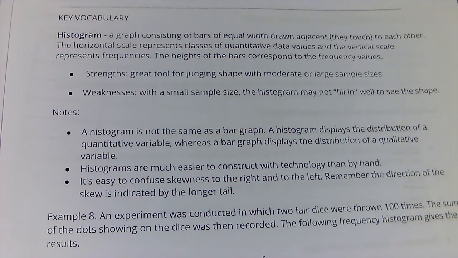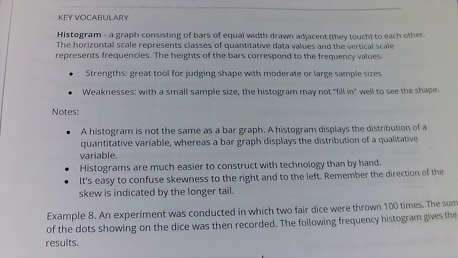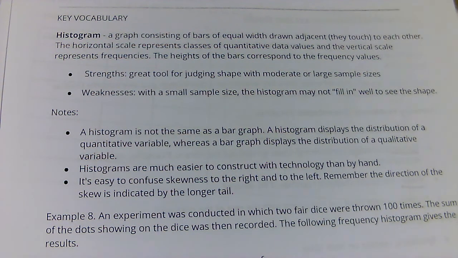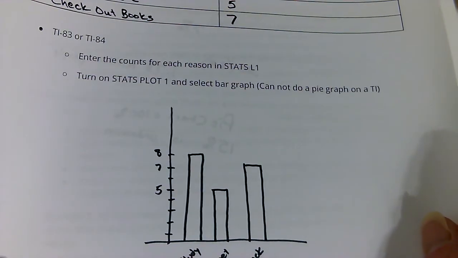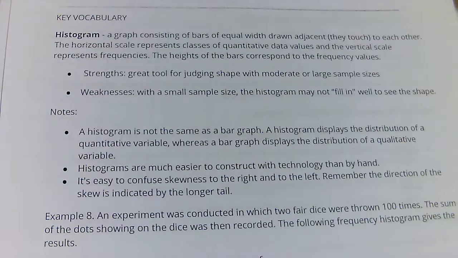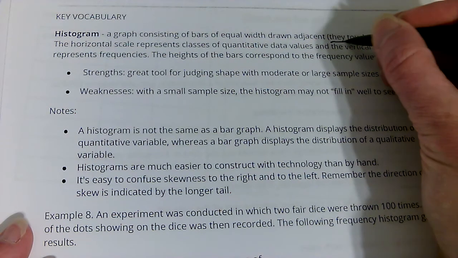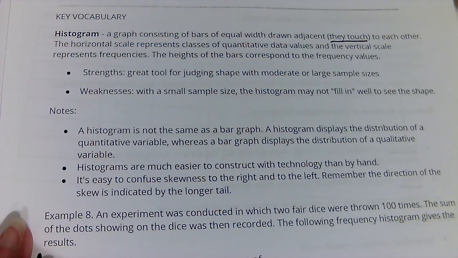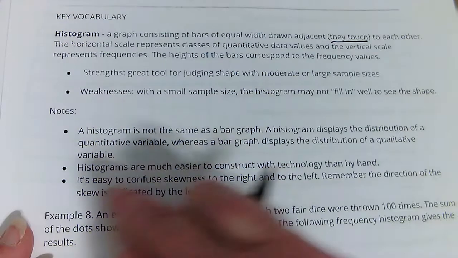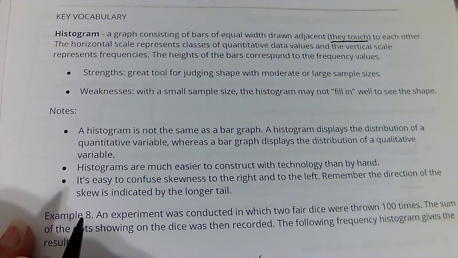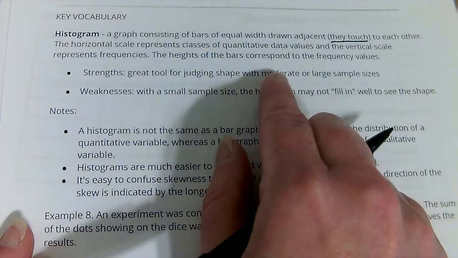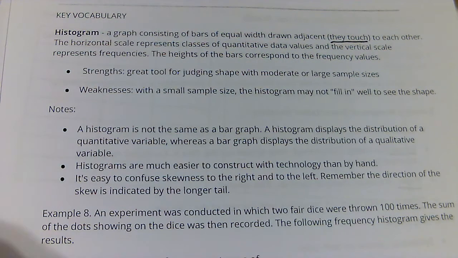Now let's talk a little bit about vocabulary. A histogram is sort of like a bar graph, and the bars have to be equal width. Let me show a difference compared to a bar graph: in a bar graph, your bars were separate. In a histogram, they touch. Now the horizontal scale represents the classes of quantitative data values, and the vertical scale is going to represent frequencies. The heights of the bars are going to be their frequency values, just like you had with bar graphs.